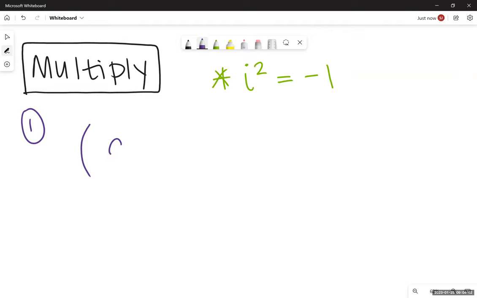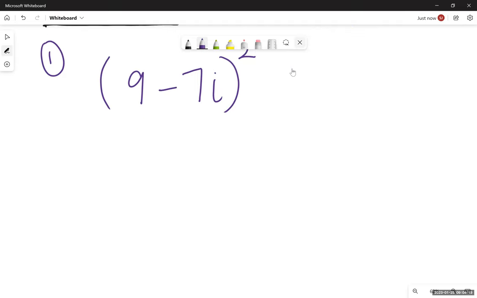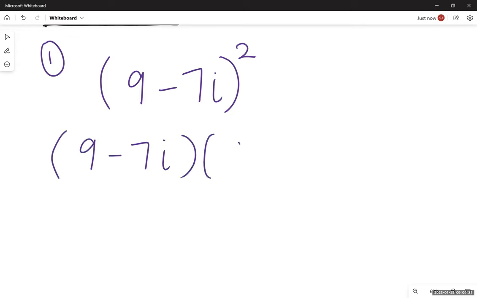So if we were to see something and it told us to open parentheses and do 9 - 7i, close, squared. If you see something like this, what it wants us to do is actually make a copy of those parentheses. So we're going to open 9 - 7i, close, open 9 - 7i, close.